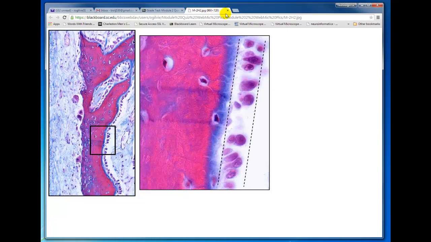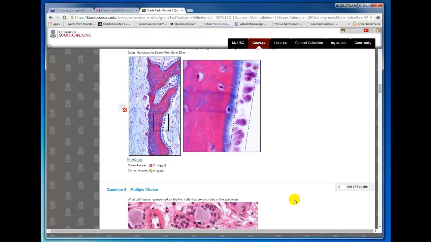Okay, so you have to have remembered, first of all, you have to recognize this as bone. Secondly, you have to know that those are osteoblasts. Thirdly, you have to know what kind of matrix bone has, and in that matrix of fibers and ground substance, what kind of fibers they have. And of course the correct answer is type 1 collagen.